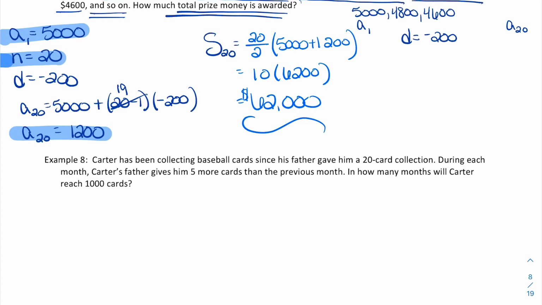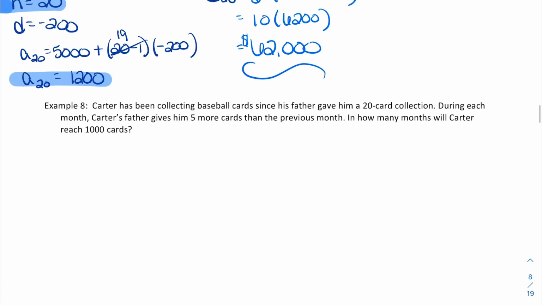All right, and let's do the last one. Example 8. Carter has been collecting baseball cards since his father gave him a 20-card collection. Well, there's my a sub 1 before I go any further. He has a 20-card collection. During each month, Carter's father gives him 5 more cards than the previous month. That's meant to be the common difference. We're going up by 5 every time.